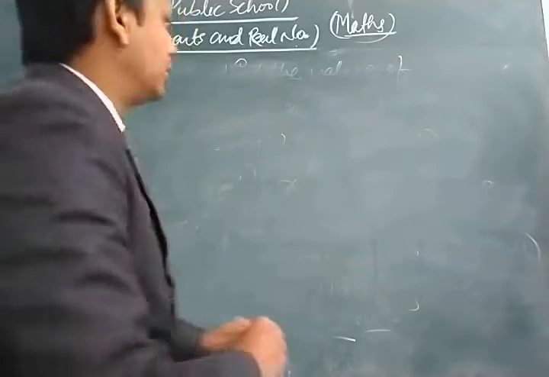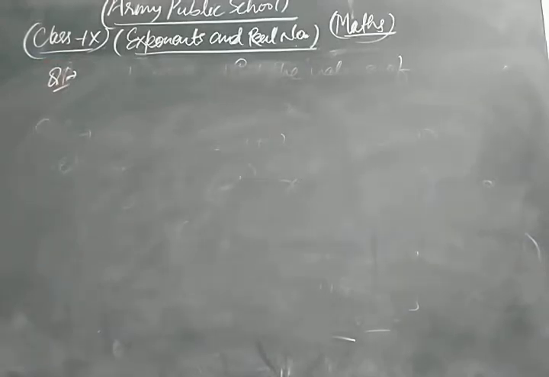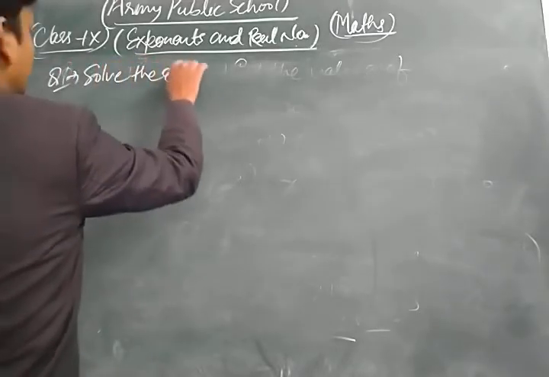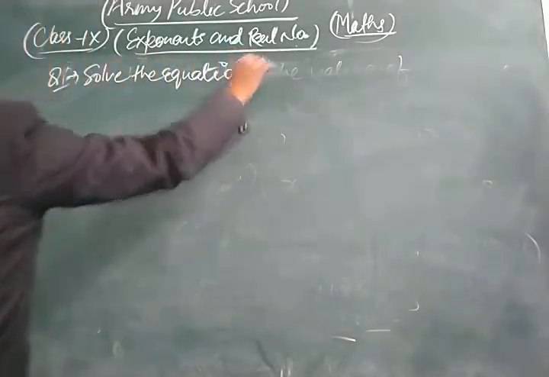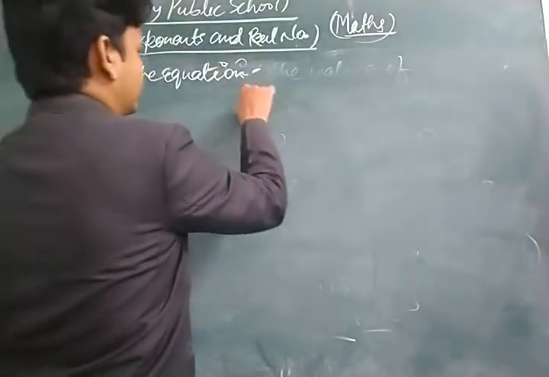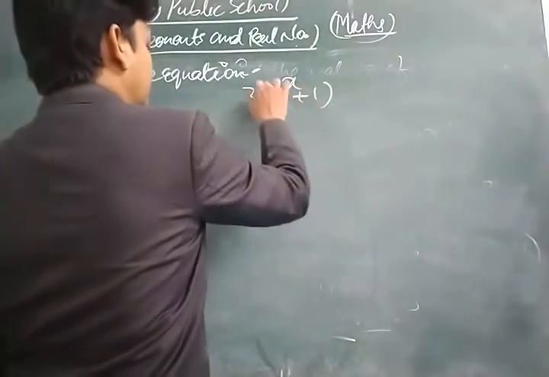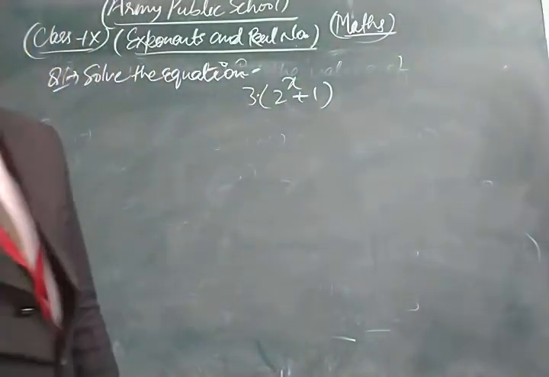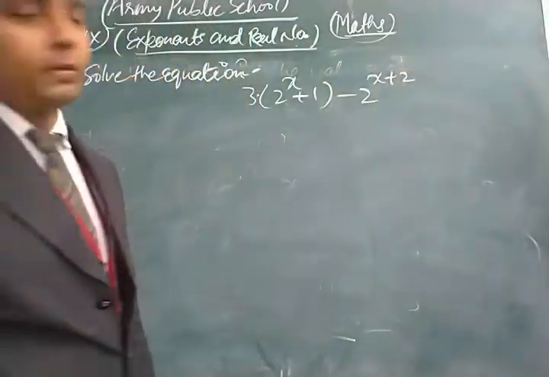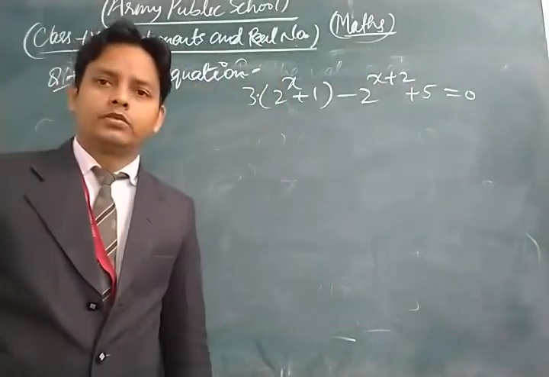Okay, and solve the equation. This is a very important question. Question is, solve the equation, and your equation is 3 into 2 power x plus 1, minus 2 to the power x plus 2, plus 5 is equal to 0.